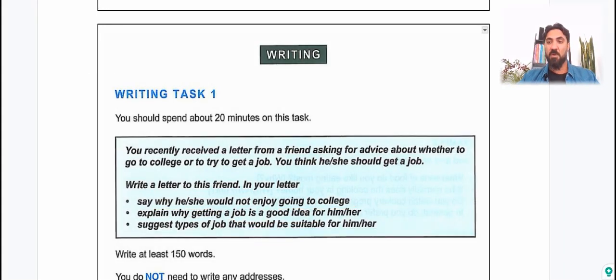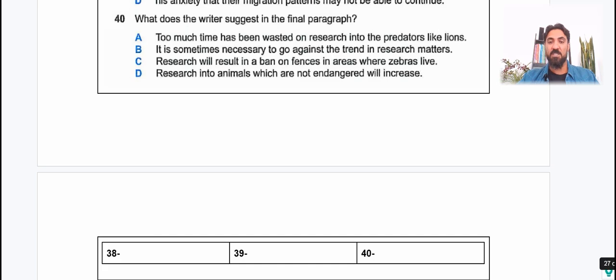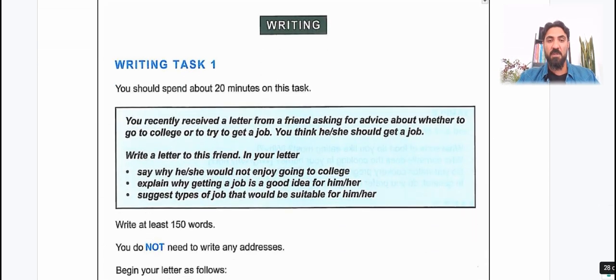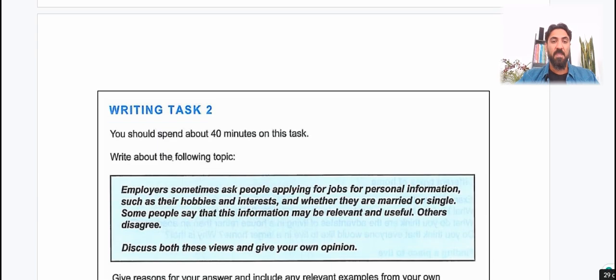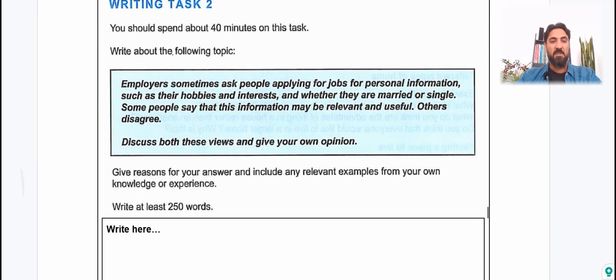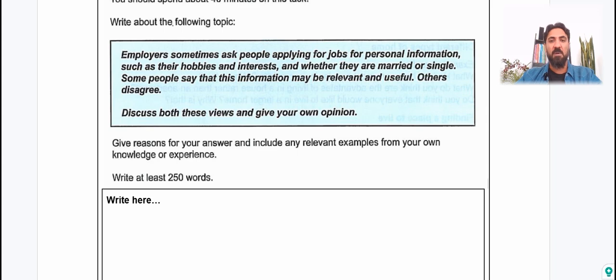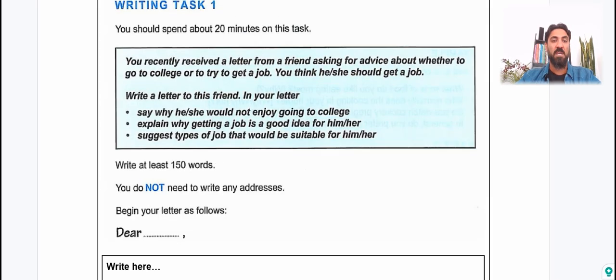So we will work on the writing techniques in the writing sessions. And as we go on, you can see that, well, this is again my online platform. The students can write here, and I will correct the writings and give them feedback on the writing. So the writing task 2 is a 40-minute writing. You can write about a topic which is an essay type. So you can see employers sometimes ask people blah, blah, blah. So you read the text, you answer the writing, you write the writing here, and it should be 250 words. Writing 1 is 150 words.